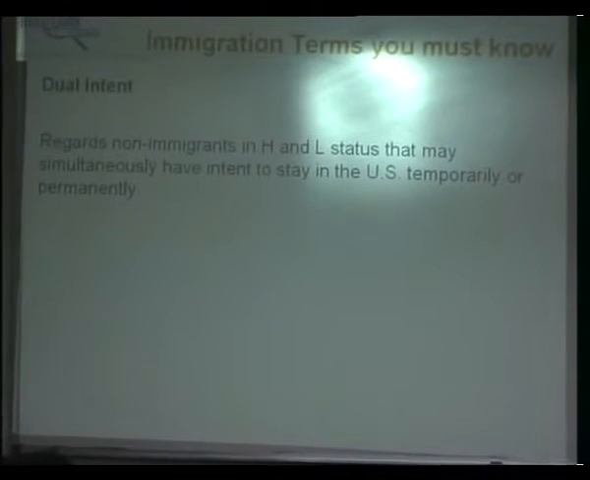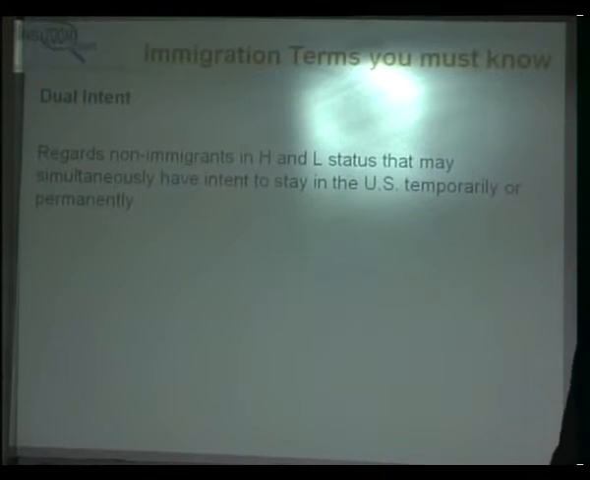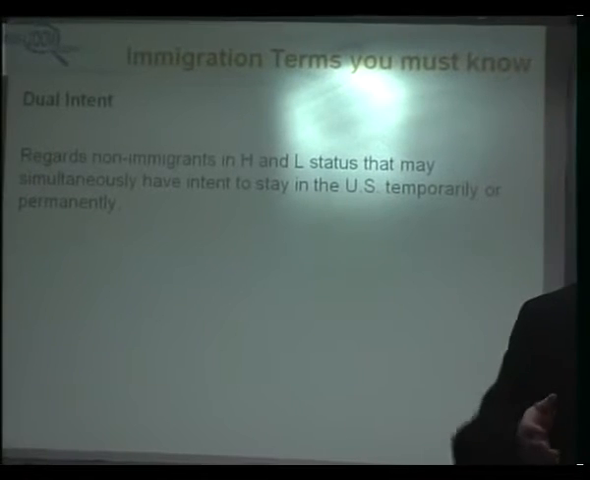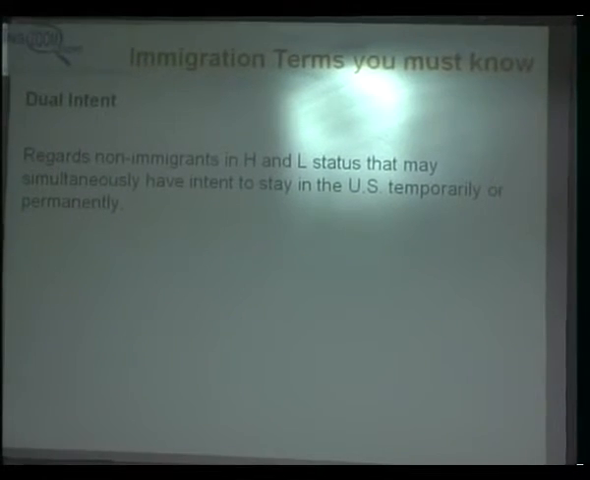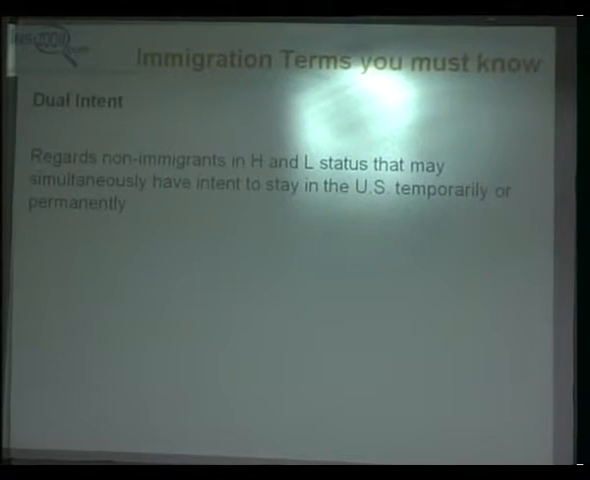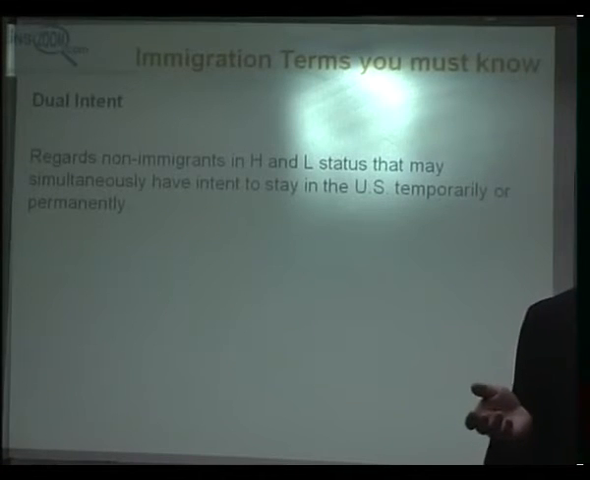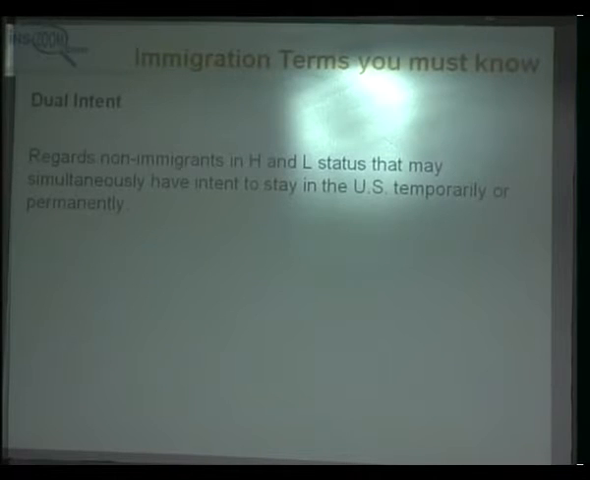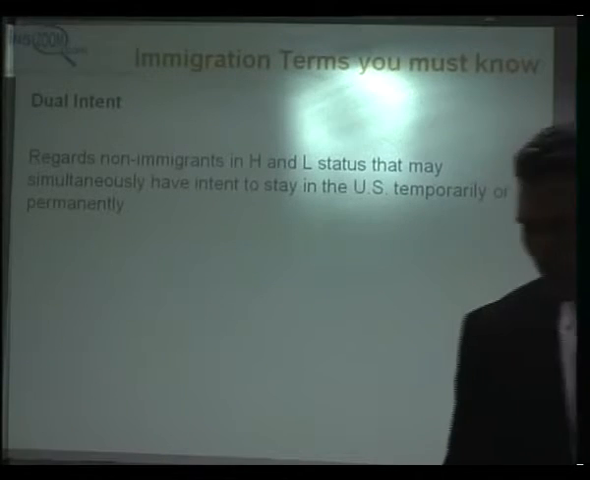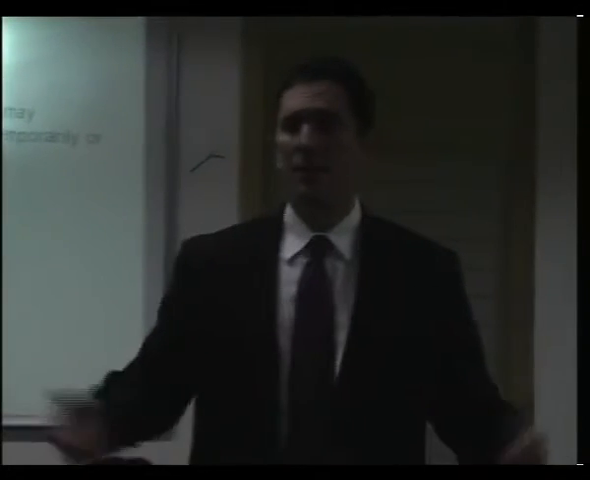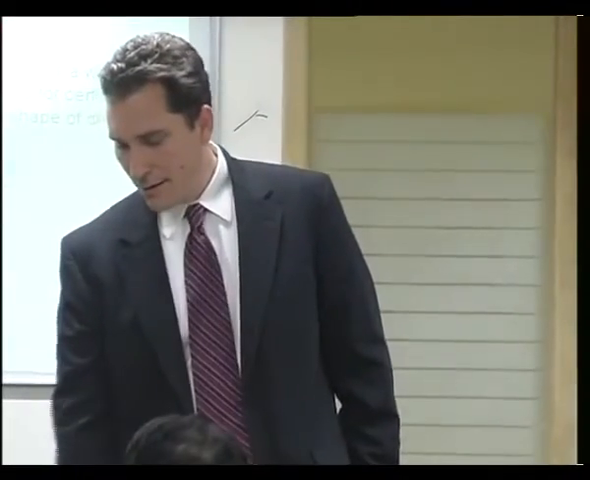Dual intent is a term used within H-1B and L visas. It means that the person who's coming to the U.S. may have the intent to stay permanently in the United States, and there's no conflict with that visa type. That means that some other visas, if you have the intent to stay permanently, then they will not give you the visa because you should be leaving within a certain time period. But dual intent means you can have the intent to stay for a short period. You could also have the intent to stay indefinitely as a permanent resident in the United States.